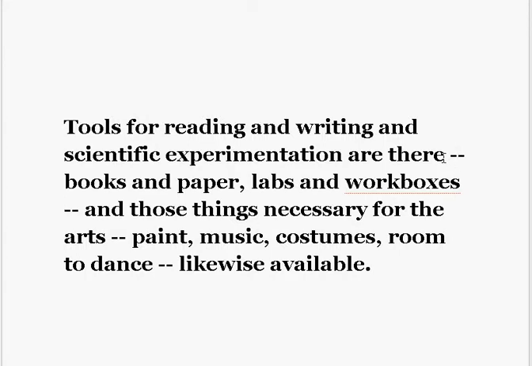And as you can see, here we have a list: books and paper, labs and work boxes, and those things necessary for the arts. When we have this list in the middle of our sentence, we wrap it in dashes because there are commas in our list item. We really can't set it off using commas because that might be, again, confusing to the reader. And we're always trying to avoid confusion. Avoiding confusion and being consistent are the two most important goals of writing, and generally you'll be safe with everything else.